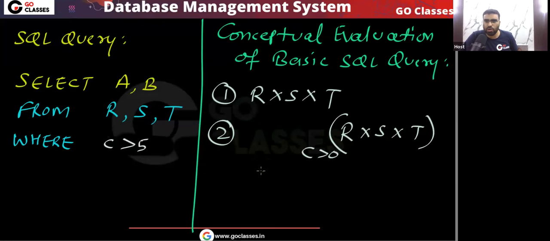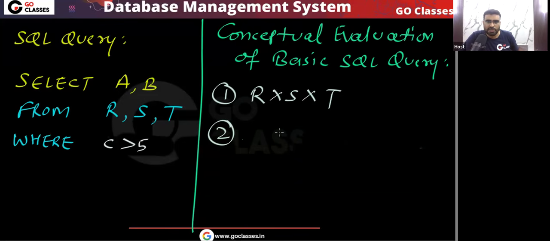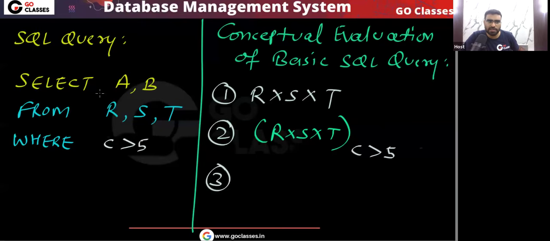This condition you are going to apply on this table. Only those tuples where you have c greater than 0. So I can say r comma r cross s cross t. In this, you just select those tuples where you have c greater than 5. This is the condition. Now, what is the third thing? The third thing is you will project attributes a comma b only.